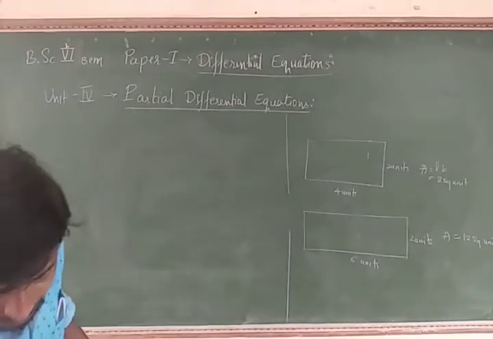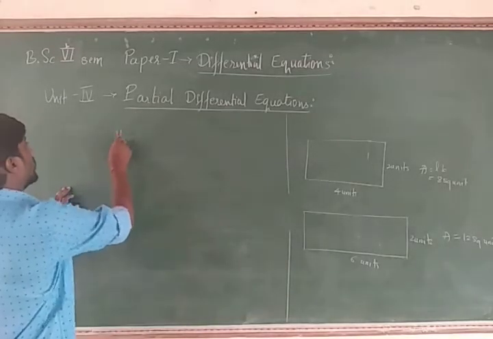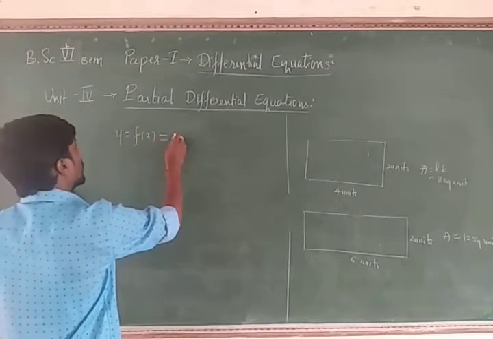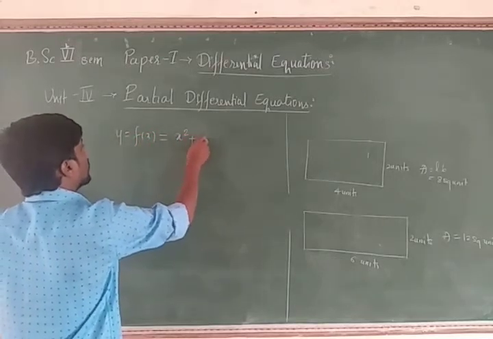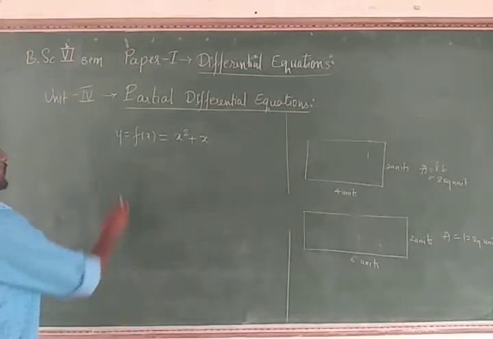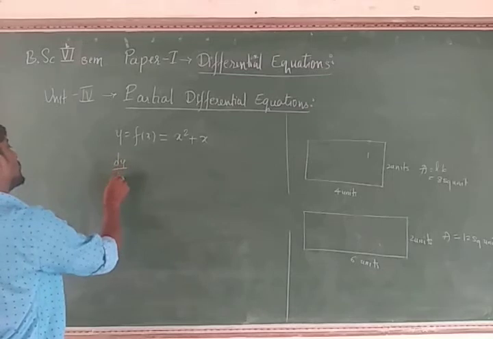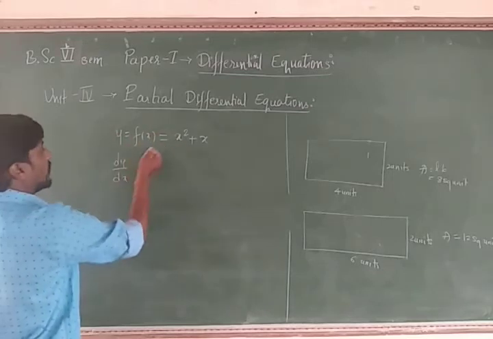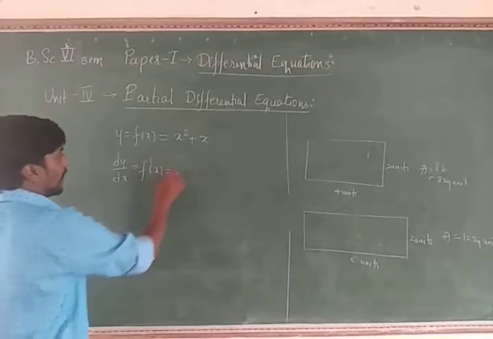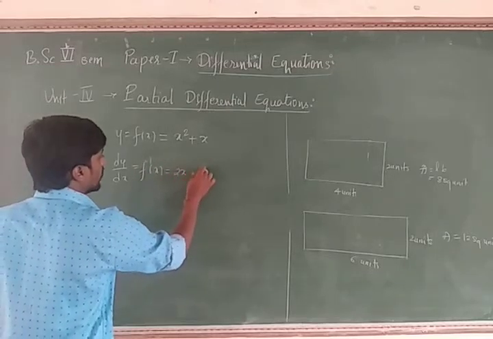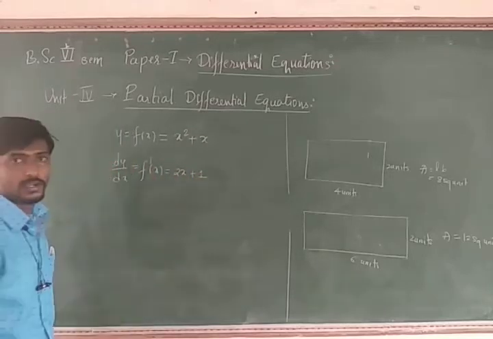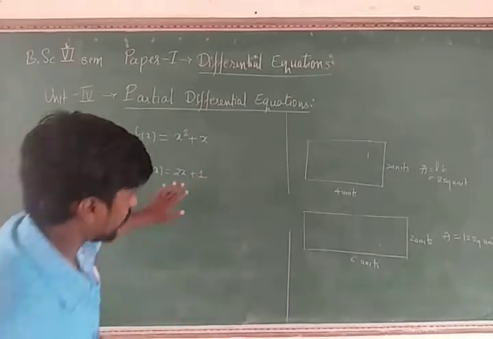So now look here. I will consider y equal to f of x, and f of x equal to x square plus x. Now if I differentiate, dy by dx, meaning differentiate y with respect to x, f dash of x is equal to 2x plus 1. Differentiation of x square is 2x, and differentiation of x is 1 here. So this is quite easy.